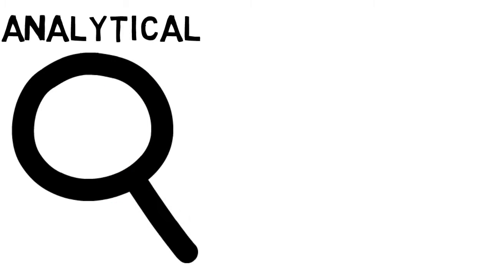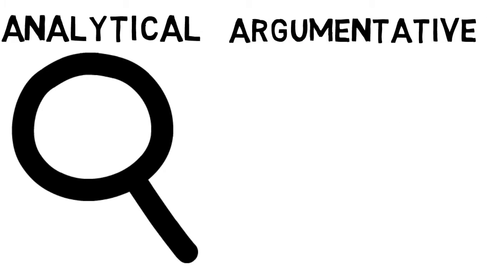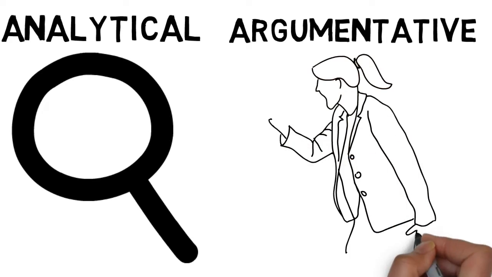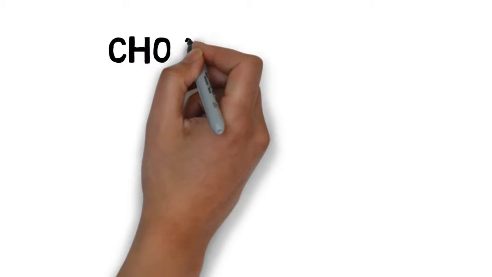The analytical paper looks back and evaluates previous research in order to provide new perspective on an issue. The argumentative paper takes a stand with a fresh idea and backs up its claims with facts and evidence. What will your paper be? The process is the same for both types of papers, so let's begin.